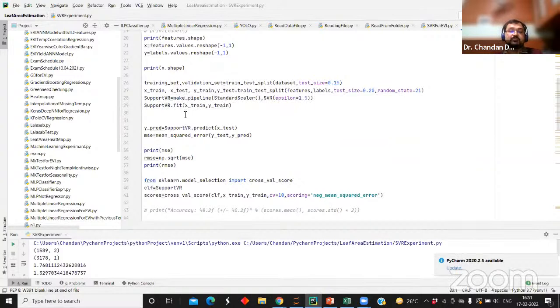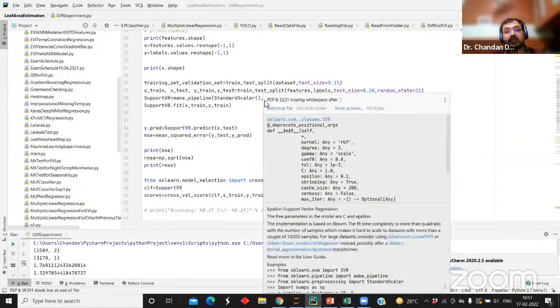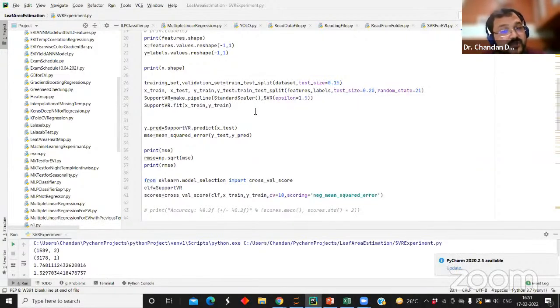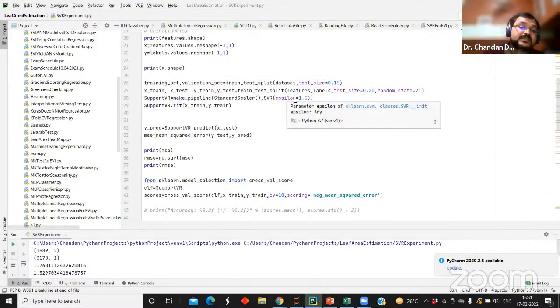Then we make one support vector regression pipeline. This is the standard procedure. If you want to use this, you can simply use that code to make it a standard scaler. And elsewhere, I have used epsilon 1.5. This is a matter of experimentation. We can change the epsilon to make the road sometimes wider, sometimes shrink.